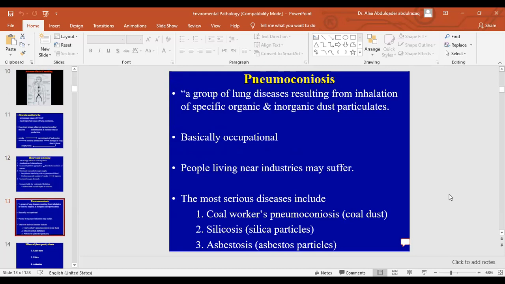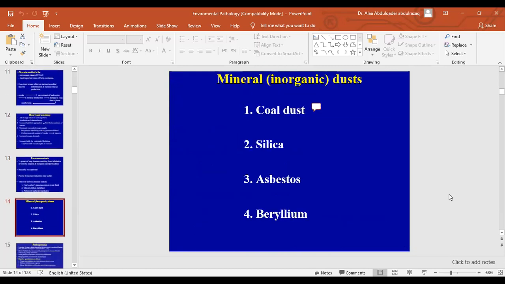The most serious disease include coal worker pneumoconiosis اللي هو نتيجة coal dust accumulation, silicosis اللي هي caused by silica particles, and asbestosis اللي هي caused by asbestos particles. المينرالز أو الانورجانيك داست تشمل مثل ما ذكرنا coal dust, silica, asbestos and beryllium.